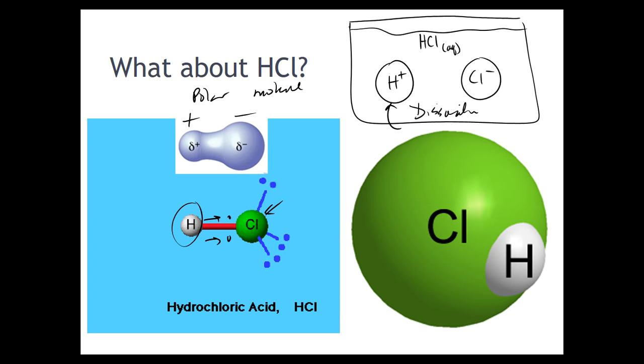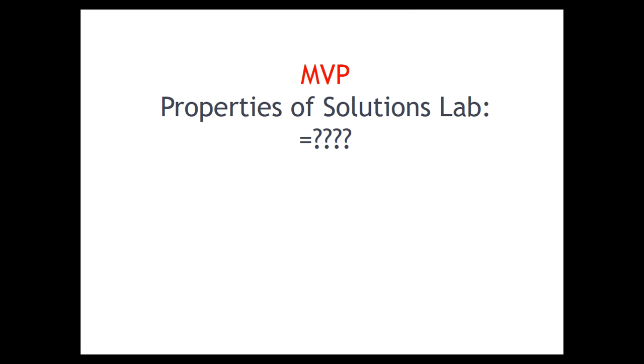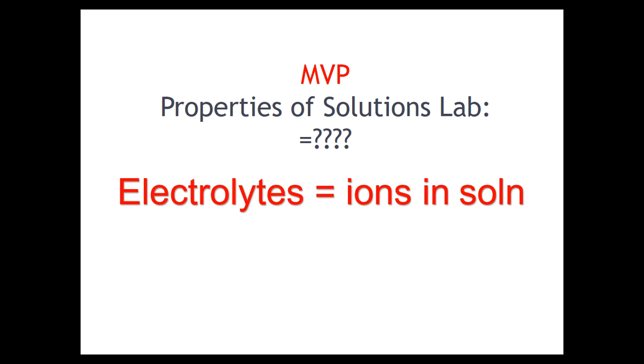It's those hydrogen ions, but that's also why it will conduct charge. Now, crucially, the lab that you guys would have done in class is called the properties of solutions, and we were testing the conductivity of them. The biggest idea you should notice is electrolytes are ions in solution that can conduct charge. They are dissociated ions in solution that allow you to conduct charge. That's why they carry electricity.